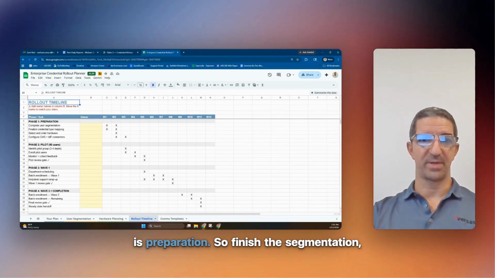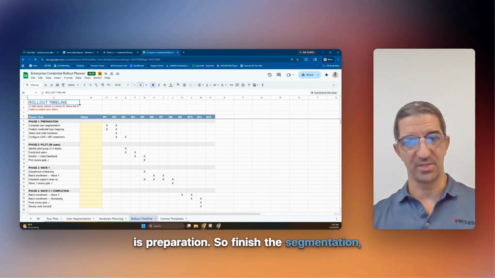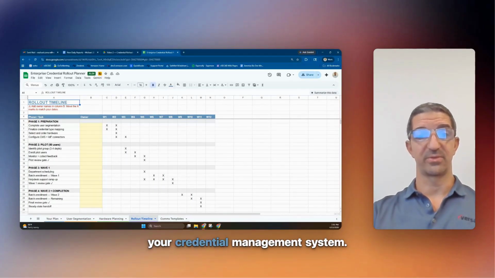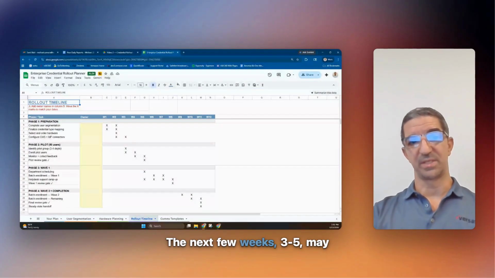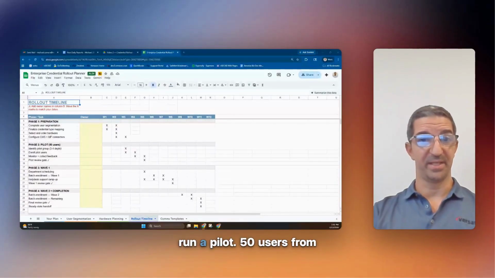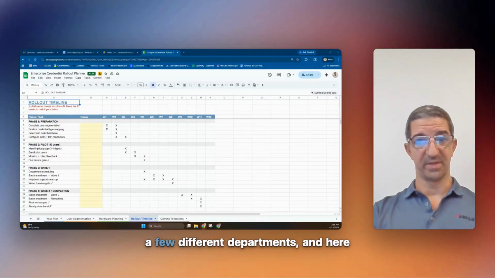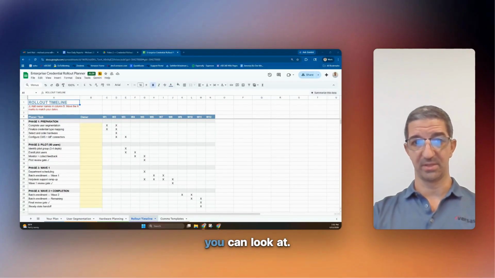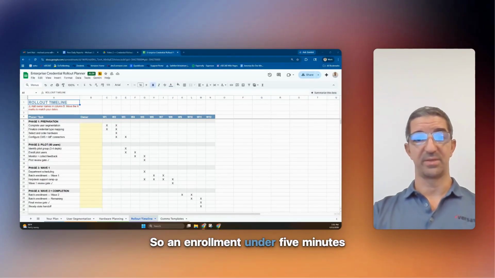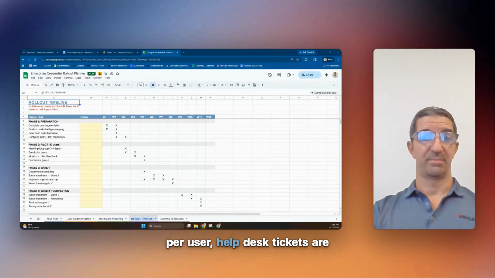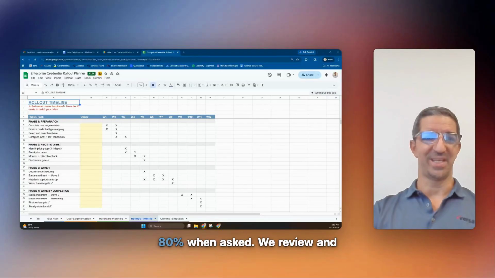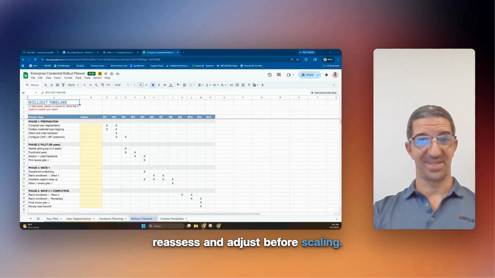Weeks 1 and 2 is preparation. So finish the segmentation, finalize credential types, order hardware, configure your credential management system. The next few weeks, 3 through 5, may run a pilot, 50 users from a few different departments. And here are some sample success metrics that you can look at. So an enrollment under 5 minutes per user, help desk tickets are under 5%, and user satisfaction above 80% when asked. We review and reassess and adjust before scaling.